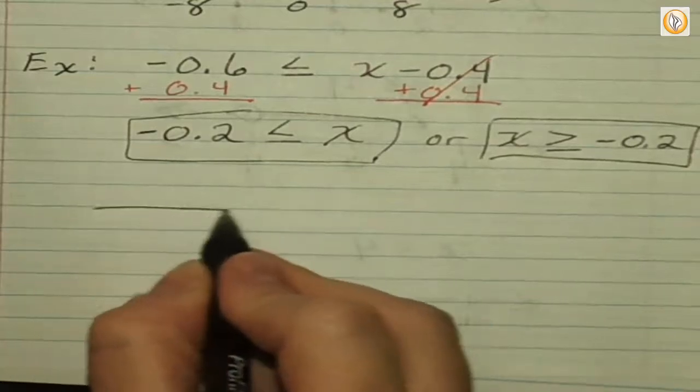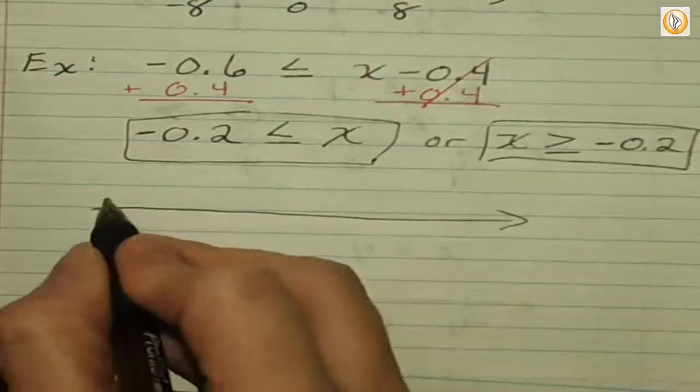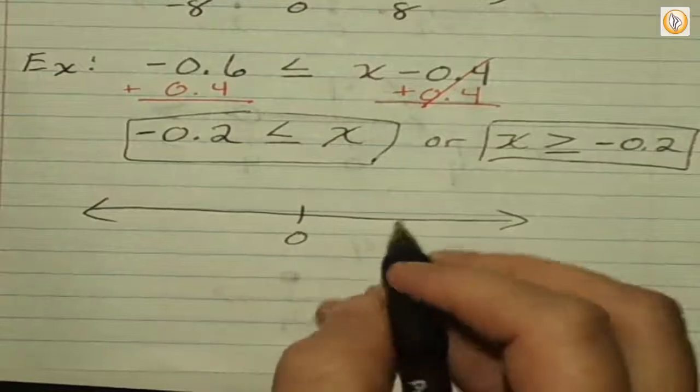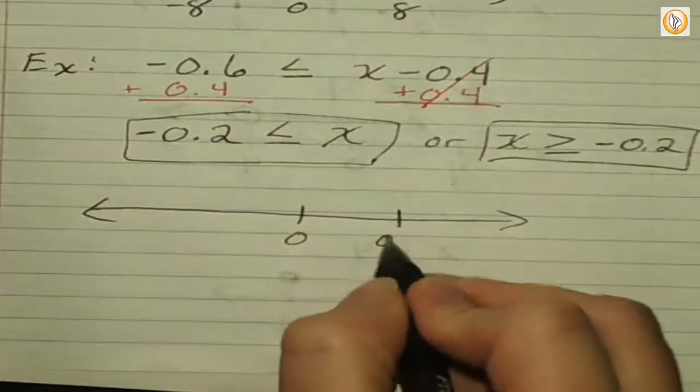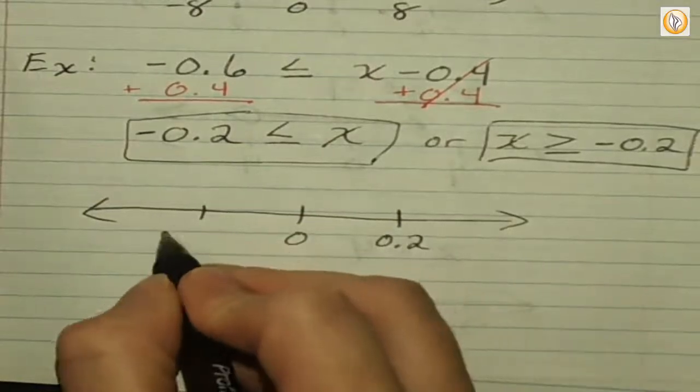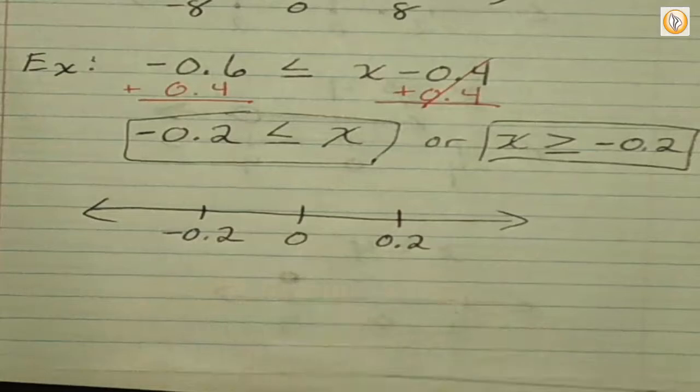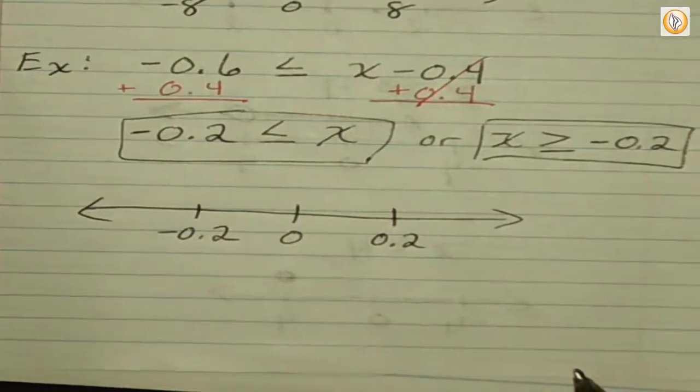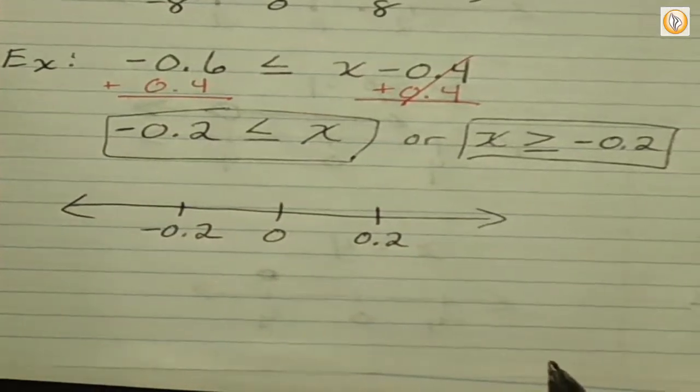All right, so if I were to graph this, Valeria, do I have an open or closed circle? Closed, and where do I put it over?